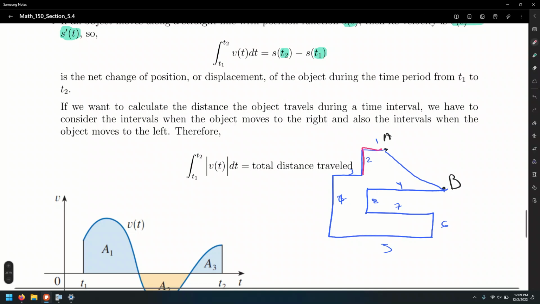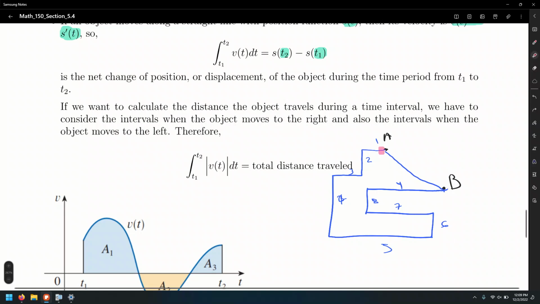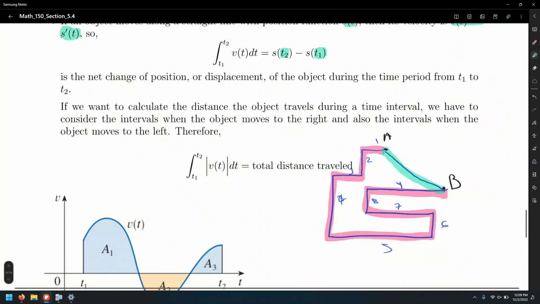So this is the displacement, and this is the distance, really. There are many ways to go from point A to B. I just chose a random way, and of course the displacement is unique, just a straight line.